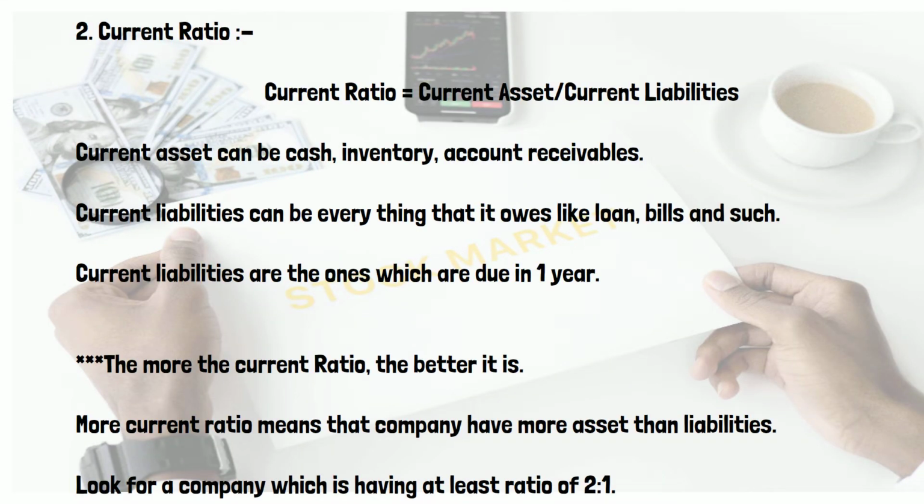Number 2. Current ratio. Current ratio is equal to current assets divided by current liabilities. Current assets can be cash, inventory, accounts receivable. Current liabilities can be everything that it owes, like loans, bills and such. Current liabilities are the ones which are due in 1 year. Note to listener: the higher the current ratio, the better it is. A higher current ratio means that the company has more assets than liabilities. Look for a company which has at least a ratio of 2:1.